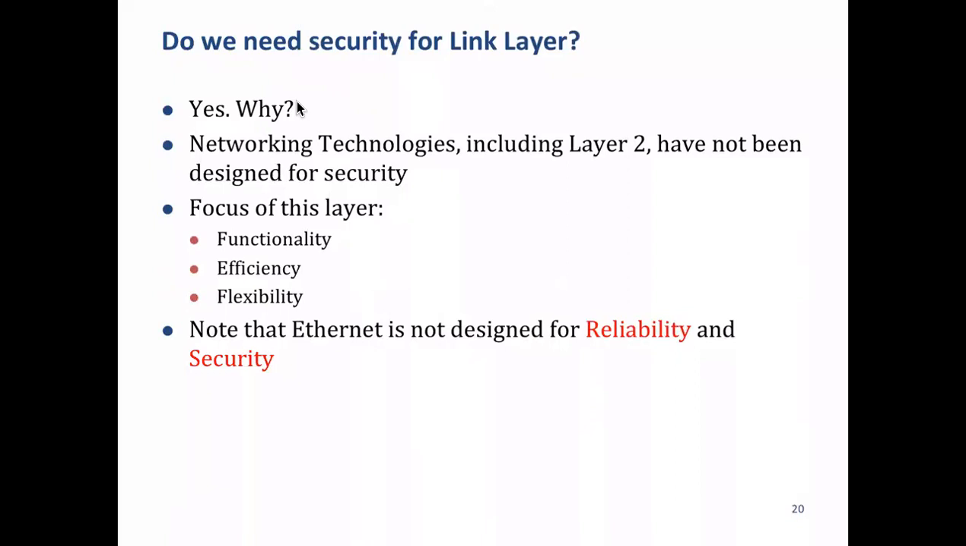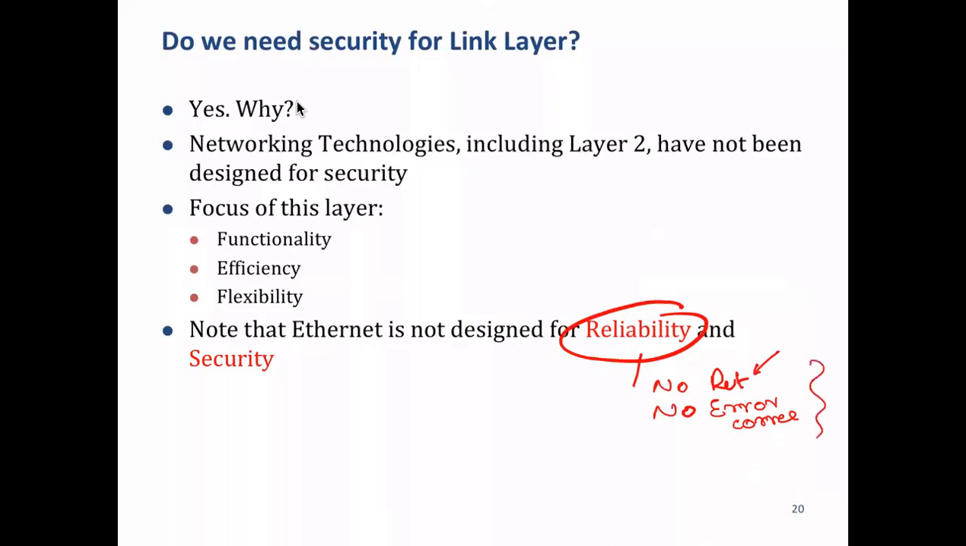Okay, now what kind of threats can you observe in this? Did we talk about security so far? No. Did we talk about reliability? No. So Ethernet is not designed for reliability because there is no retransmission, no error correction. Like in TCP, we have sliding window and retransmission, etc. Nothing like that happens here.